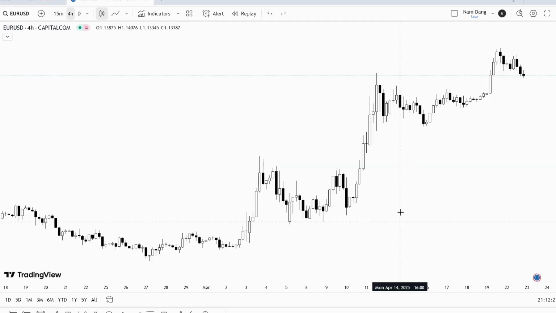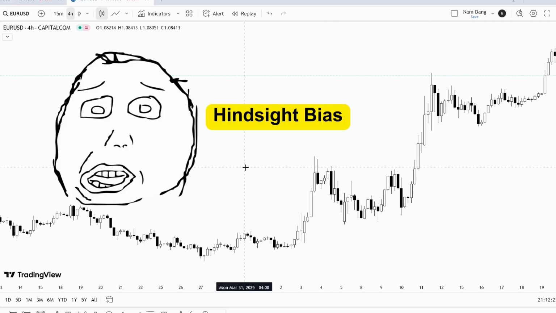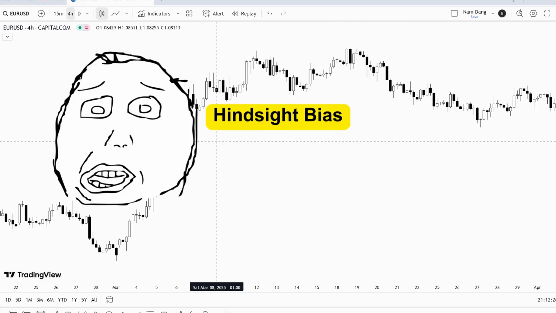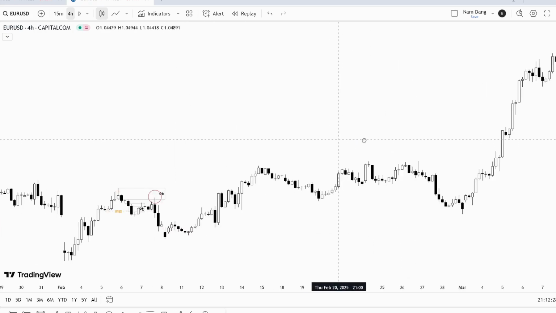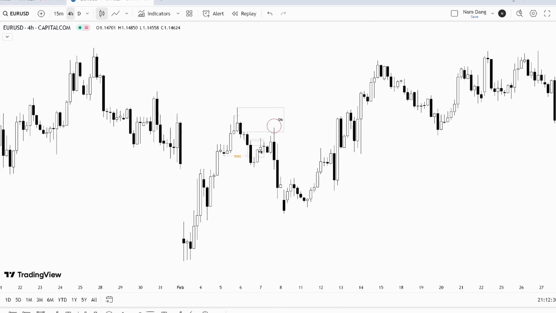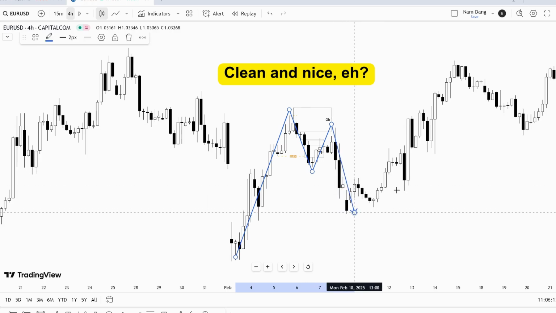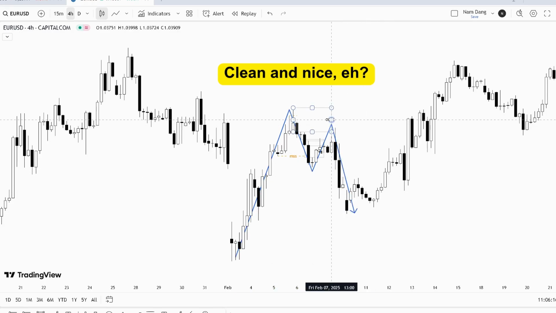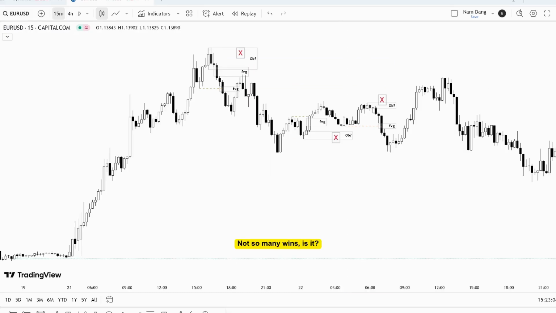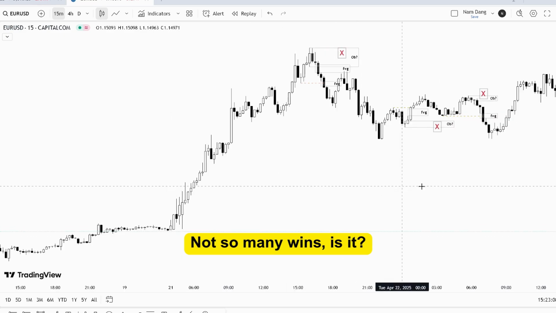Second, this is a textbook case of hindsight bias. We're pointing to a candle after the fact, after the price has already reacted and moved, and calling it an order block. It looks clean and perfect only because the market already did what it was supposed to do. And that's the core issue. These patterns look convincing only after the move has happened. But when the market is actively moving, not so much. You're unlikely to stack up consistent wins just by blindly following an order block pattern.